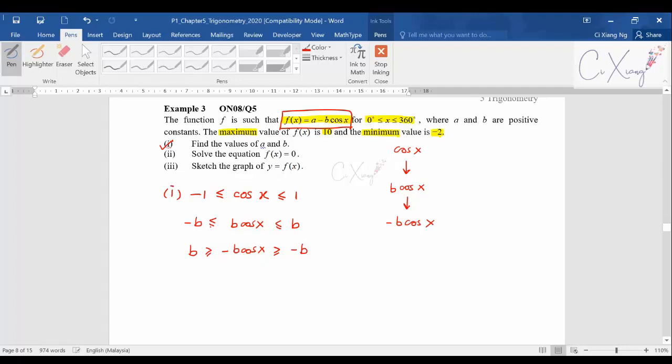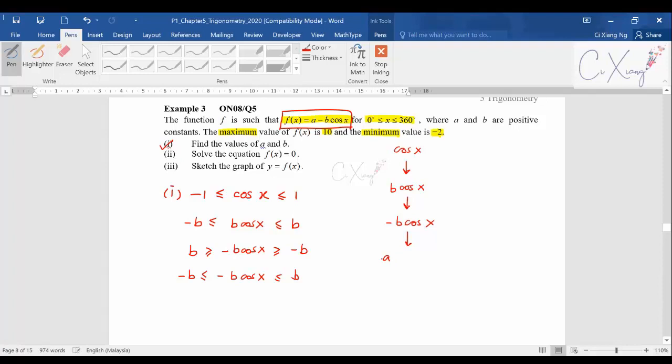Okay, so when you change the sign, it will become like this. And then if you look at this equation, when you rewrite it again, it will look something like this, because I still prefer to put the smaller number in front, right? So negative b smaller equals to negative b cos a, smaller equals to b. Okay, then the next step is what?